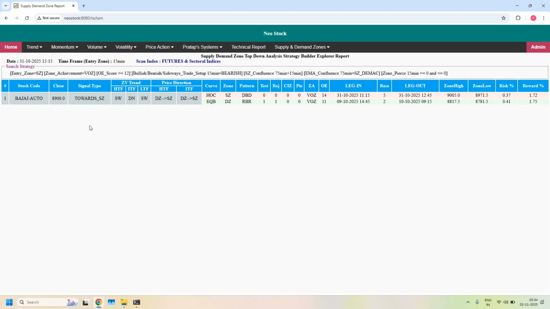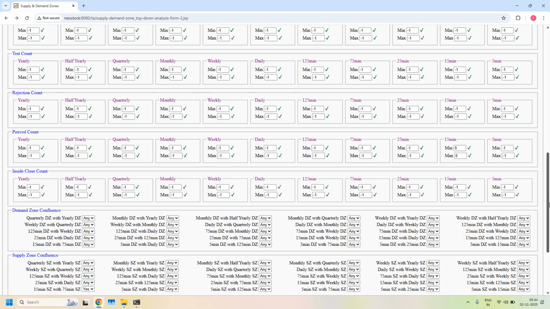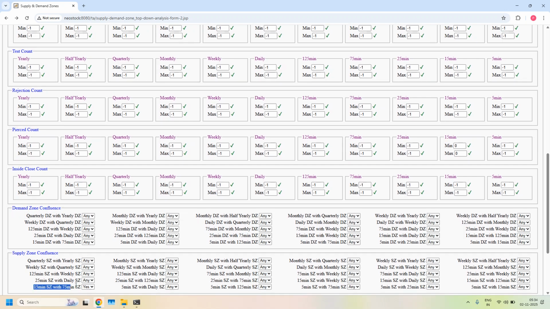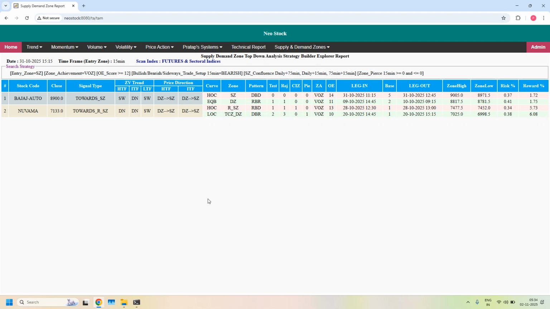Okay, next strategy, LTF, ITF, HTF supply zone and HTF EMA confluence. Removing the ITF EMA filter. In the supply zone confluence, I am enabling 3 filters: 15 minutes and 75 minutes, 15 minutes and daily, 75 minutes and daily supply zone confluence. With all the 3 filters, we got 2 stocks. In both these stocks, these 15 minute supply zones overlapped with the 75 minute supply zone, both together again overlapped with the daily supply zone.